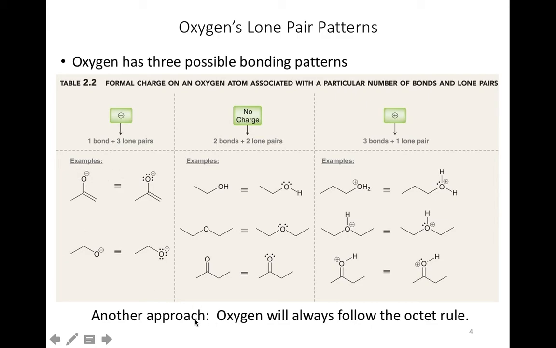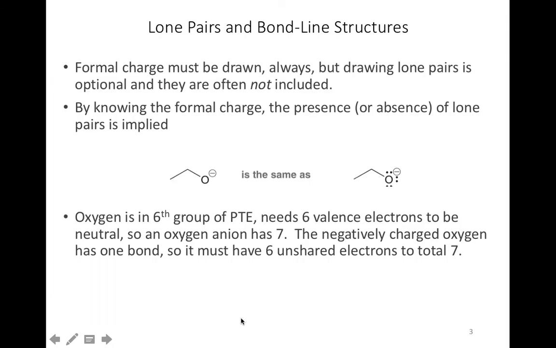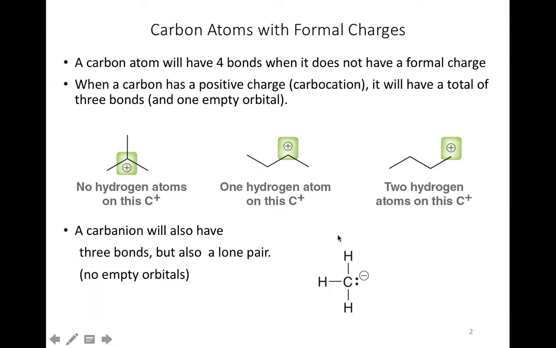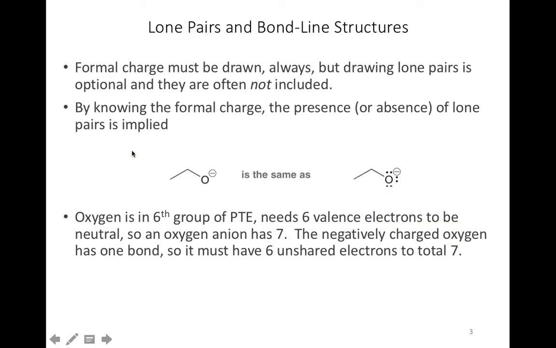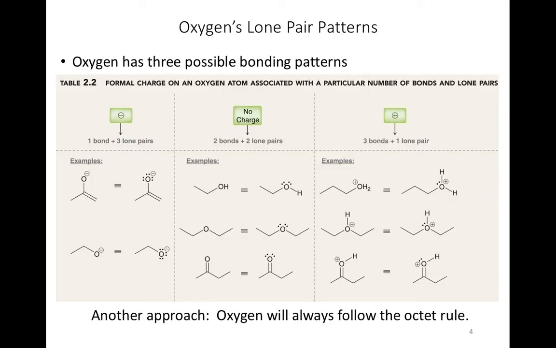Now, the reason I point this out for oxygen and nitrogen is if we go back to carbon, right? Carbon doesn't always follow the octet rule. When we have a carbocation, it is not following the octet rule. But nitrogen and oxygen won't do this. They'll always satisfy the octet rule. It's carbon, when it has a positive charge, where it's not going to satisfy the octet rule. It only has 6 valence electrons.